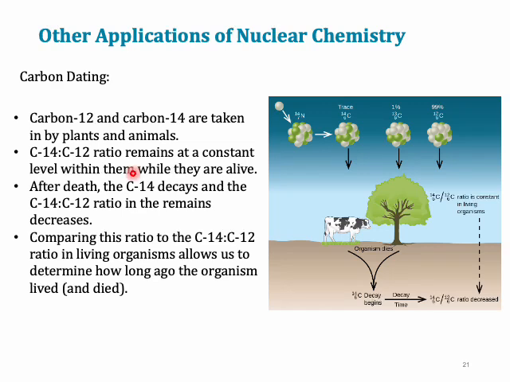Some other applications of nuclear chemistry are, for example, carbon dating. You might have heard of carbon dating. What is carbon dating? It is a technique that is used to figure out the age of organic materials, some of the fossils that are found. For example, people know this fossil that we have found is 8,000 years old. How do we know that? Usually carbon dating can be done.